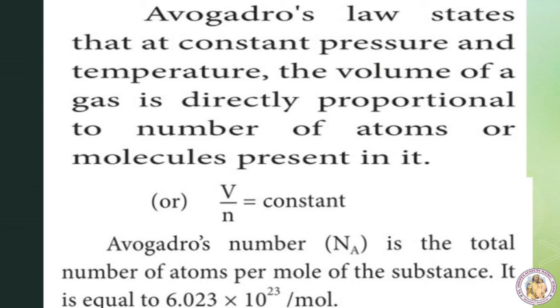We already know that Avogadro's number, the symbol is Na, is the total number of atoms per mole of the substance. It is equal to 6.023 into 10 to the power 23 per mole. Per mole of substance, how many atoms are present inside? That is 6.023 into 10 to the power 23 per mole.